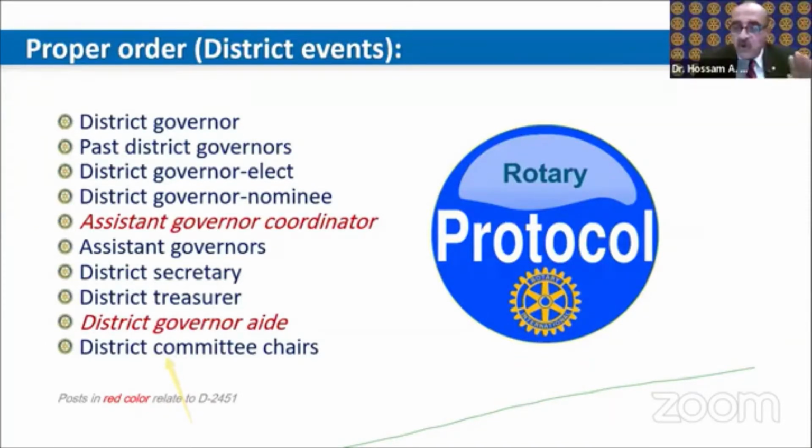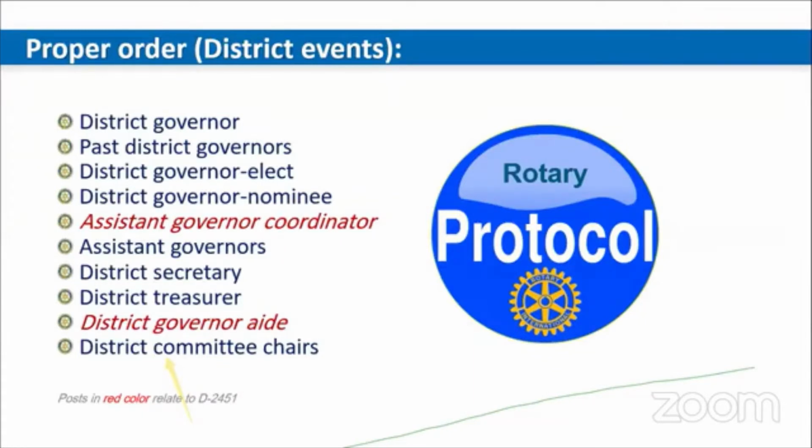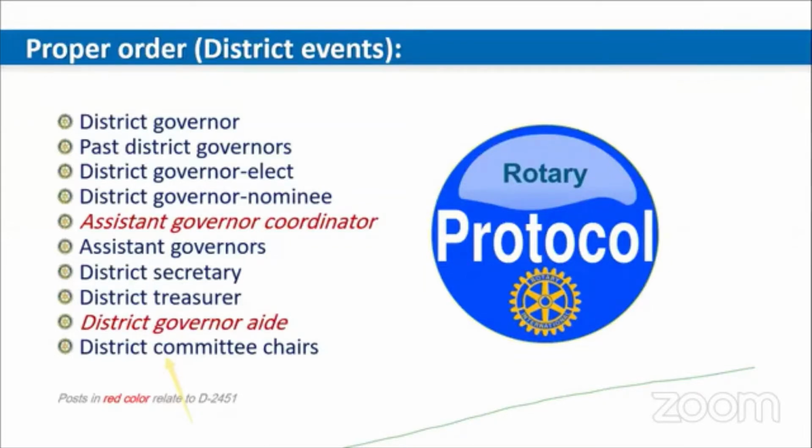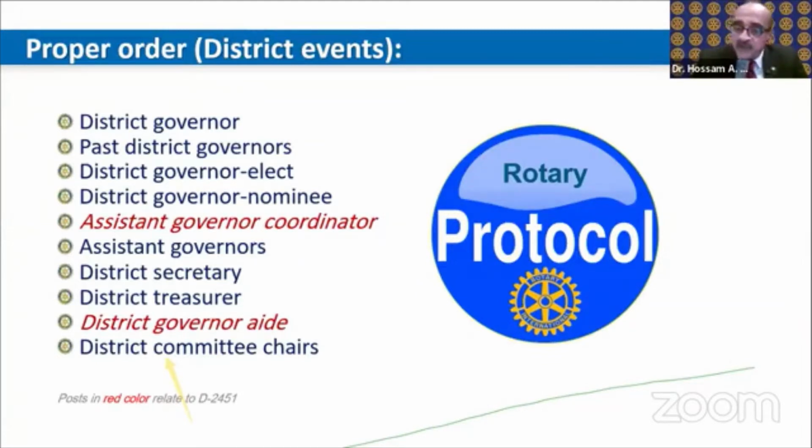No, order should be observed. If the assistant governor is not there, the past assistant governors should be addressed first. Okay, because he represents the district governor, right? Yes. Even if the governor sends an assistant governor or whoever to represent him, he gets into order. He is called in his place.